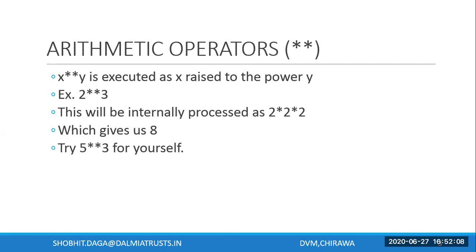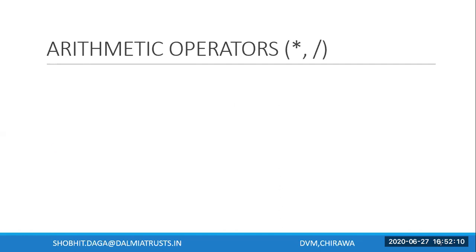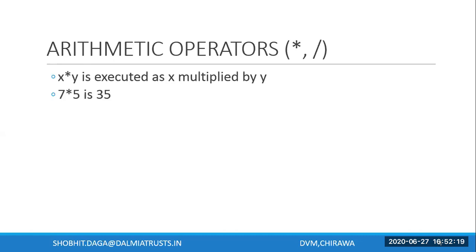Pretty much straightforward. Then comes the multiplication and division operators. You are familiar with both of them, so we won't be explaining much about them. x into y is executed as x multiplied by y. So when you are talking about 7 into 5, you will see 35.